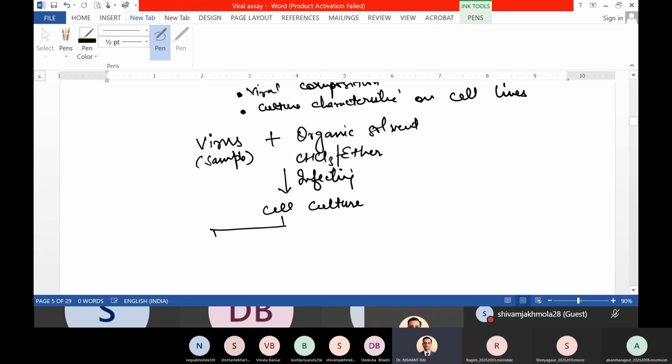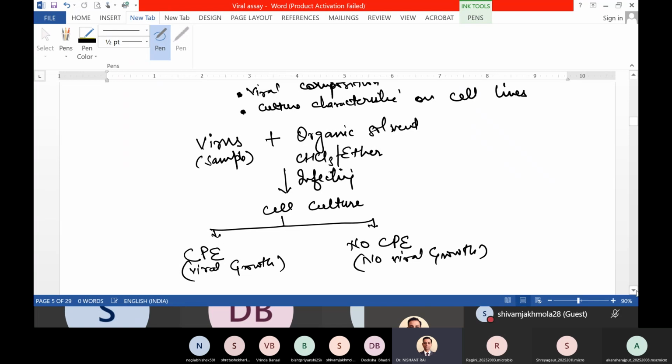Now what will happen? There are two possibilities. One, observation of cytopathic effect, which confirms viral growth. And second possibility is no cytopathic effect, that is, no viral growth.